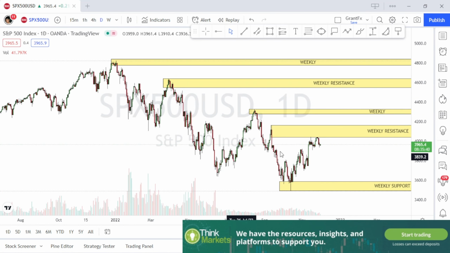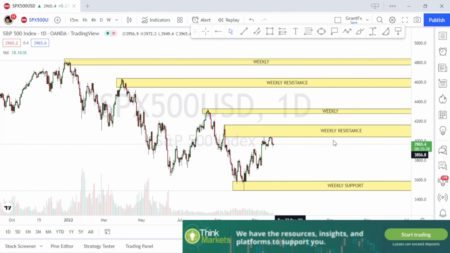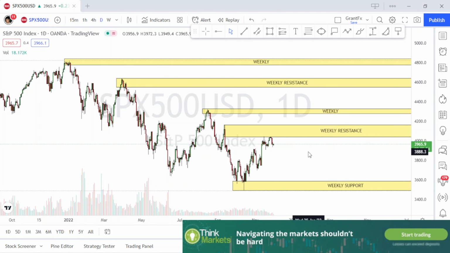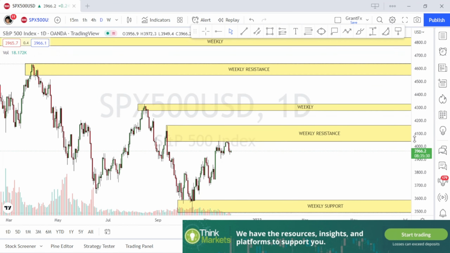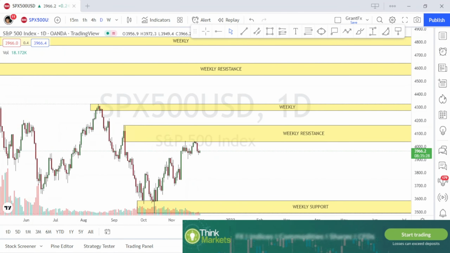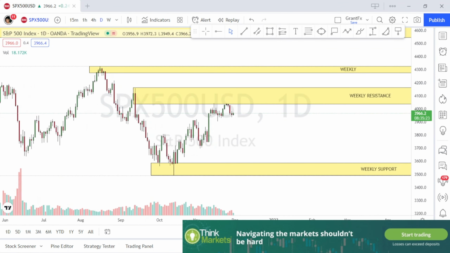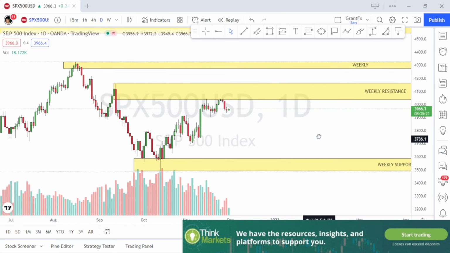Basically, we can see that we have a slight rejection here on the weekly resistance zone, as I said, on the weekly time frame. Now we're going to plot our daily support levels and daily resistance levels as well. So let's take a closer zoom in within this market. Here we can see everything clearly.